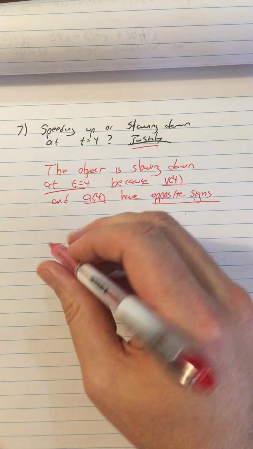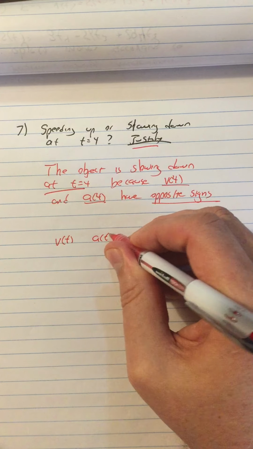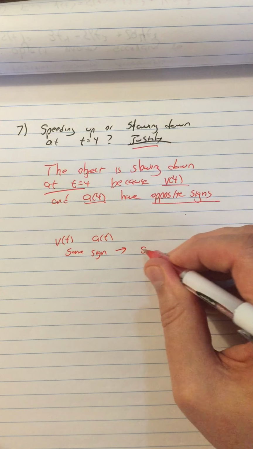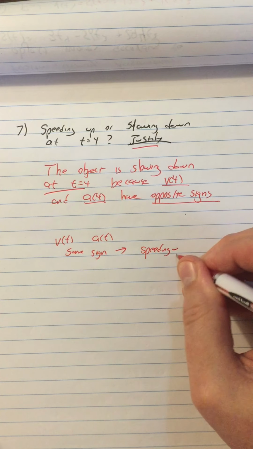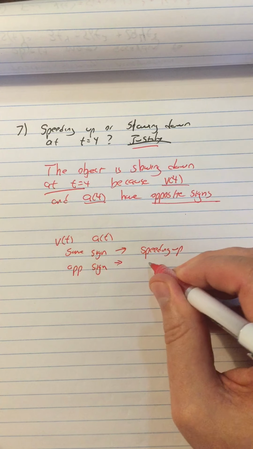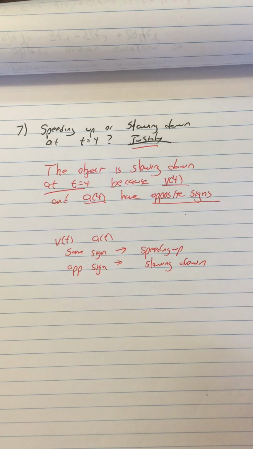Okay, so remember that if your V of t and A of t have the same sign, then I'm speeding up. And if they have opposite signs, then I'm slowing down. And that's everything we can say so far using derivatives about position, velocity, and acceleration. We'll be able to say more once we learn about integrals.